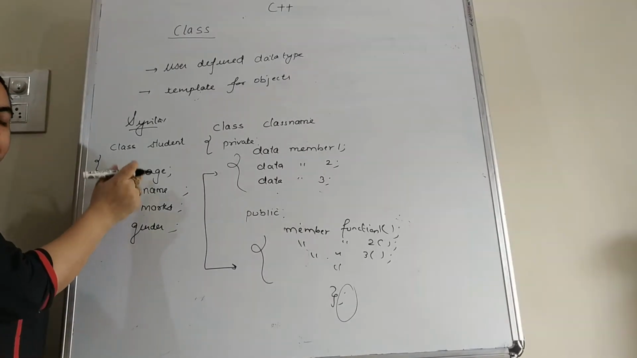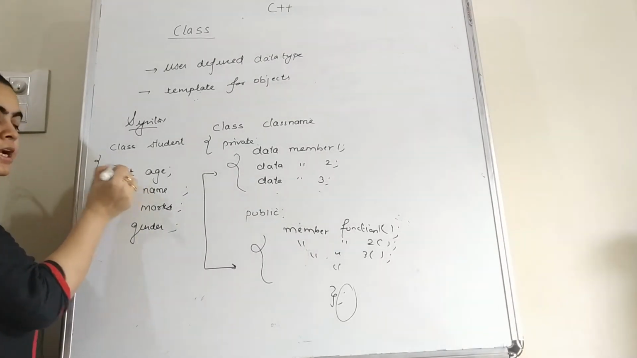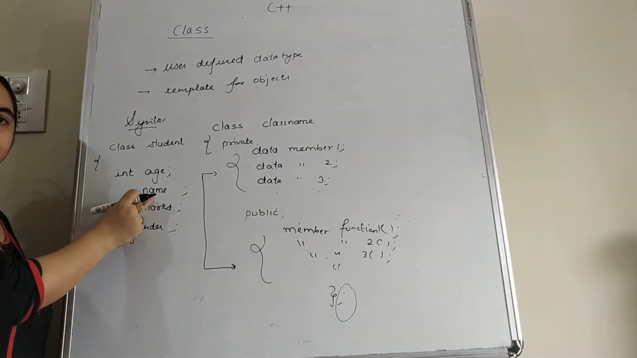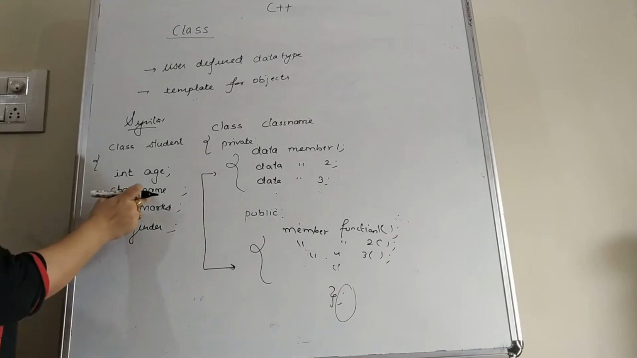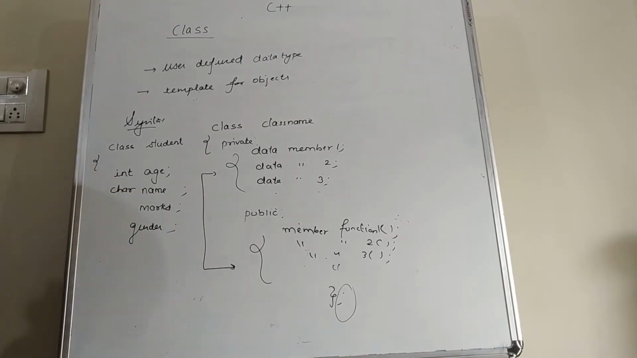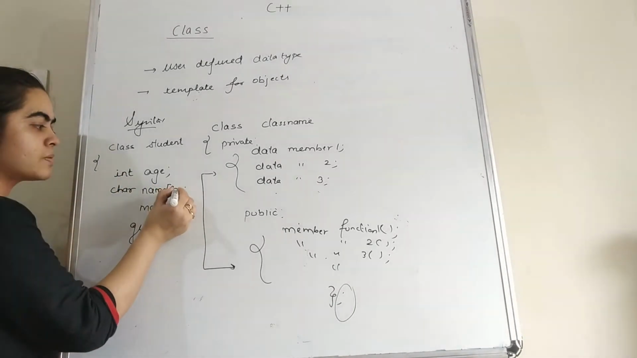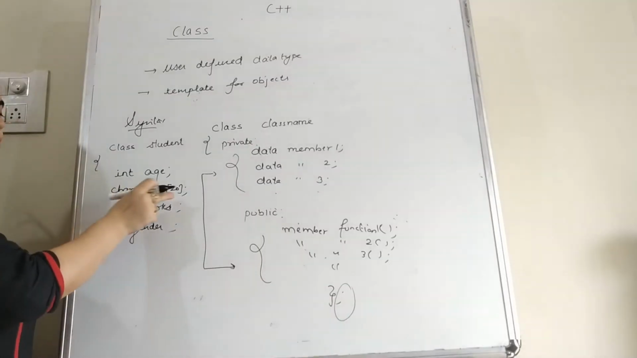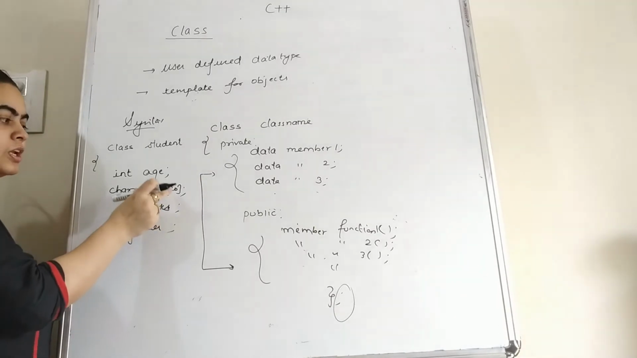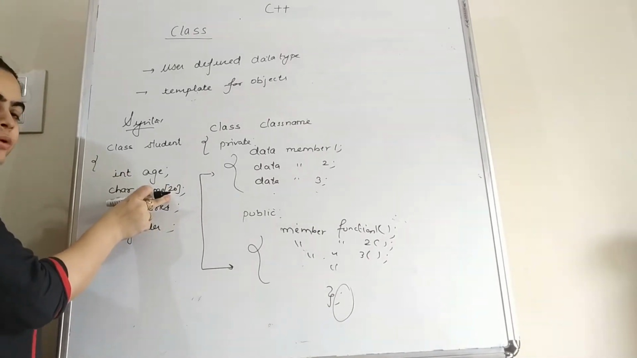While we are declaring the data members, we have to write the data type also. Age is of integer type, so here we can write int age. Name is of character type, and it is a combination of characters because the name is of more than one character. So here we can create an array. Suppose the maximum length that we give to this name variable is 20. So it will create a character array of length 20.